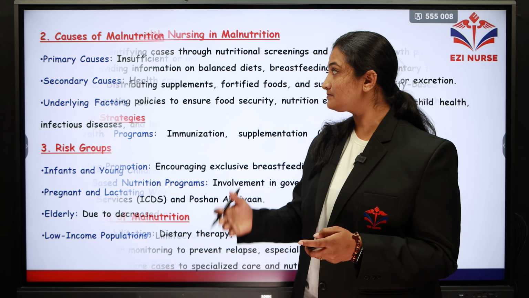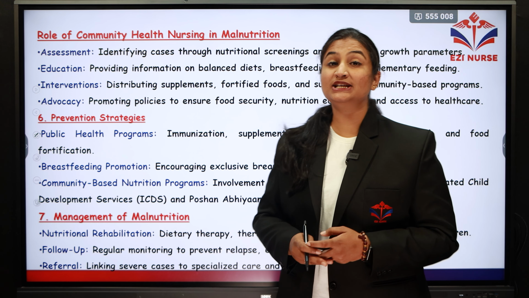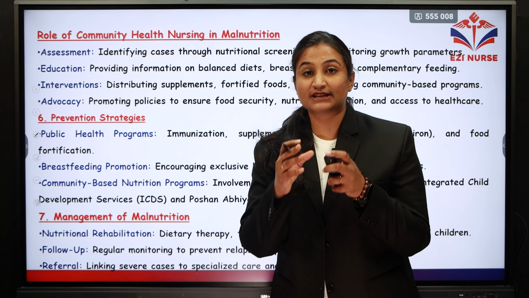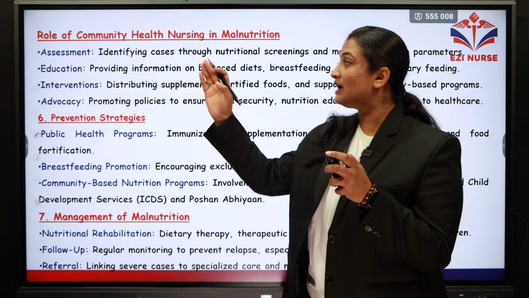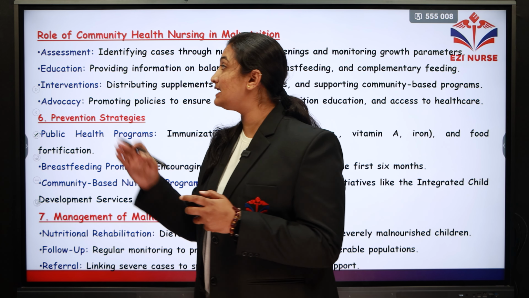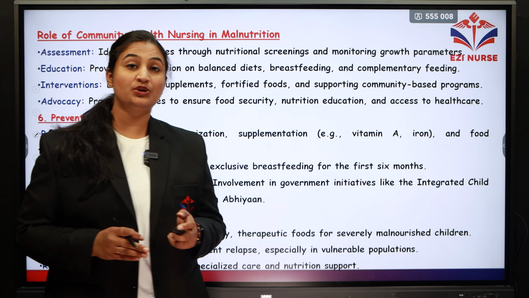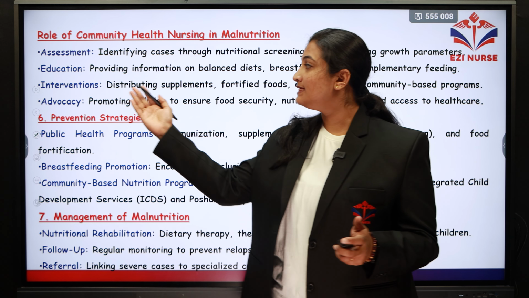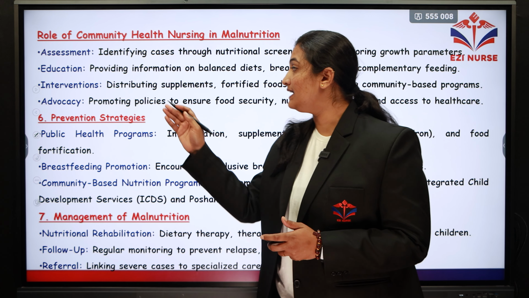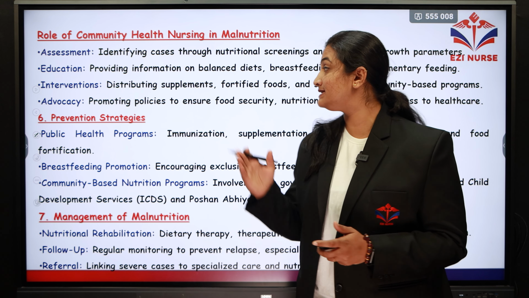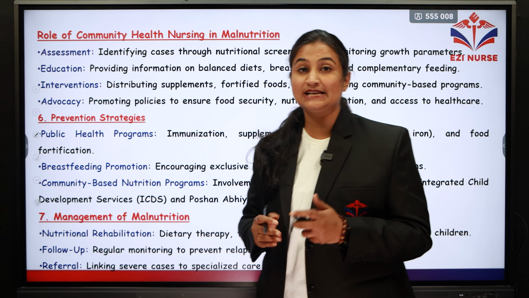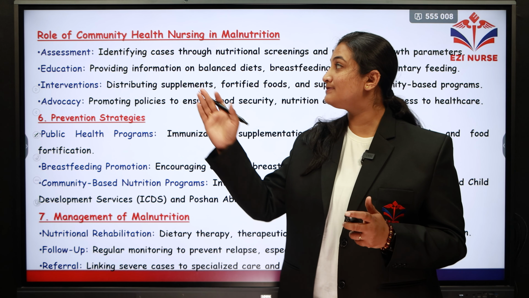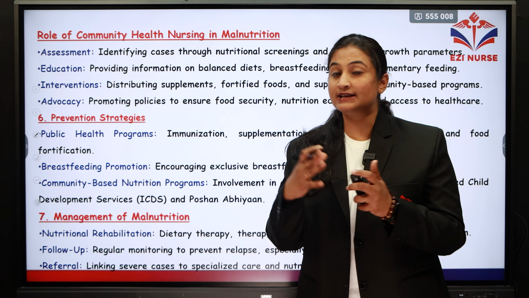Please do explain. Then, what is the role of community health nursing in malnutrition? What are the steps we are taking? We are trying to assess, we are trying to identify the cases, and we are educating the patients on what to take, what not to take, why it should be in excess, why it should not be in excess. Then, coming to interventions and advocacy, you are promoting policies ensuring food security, so that food insecurity can be avoided. In this manner, the role of the community nurse is carried out.